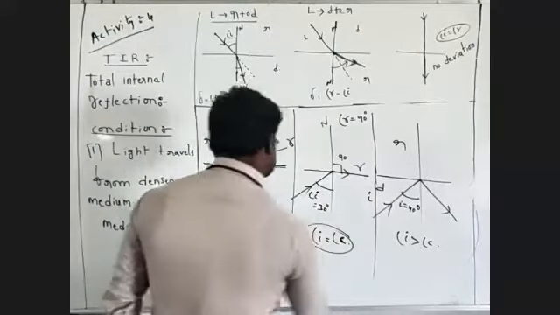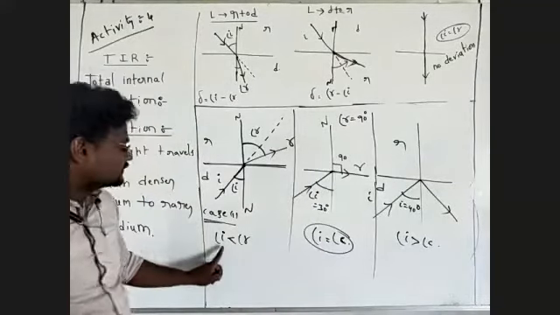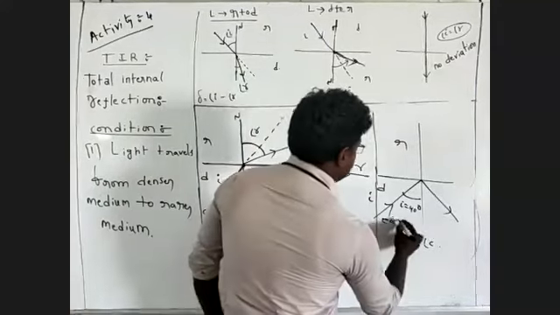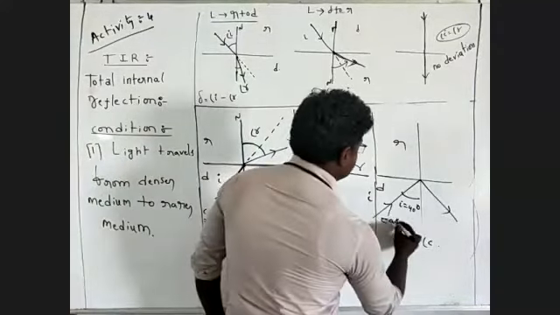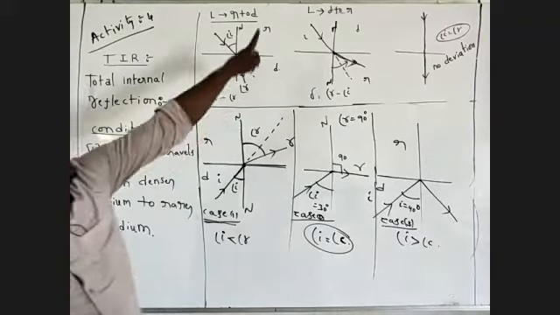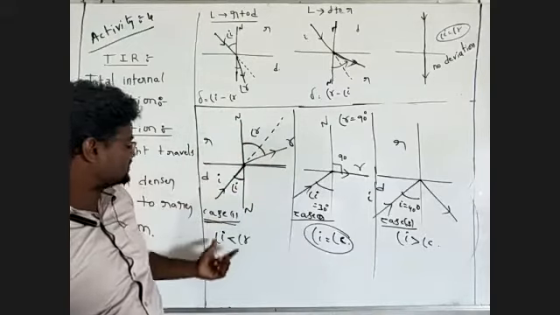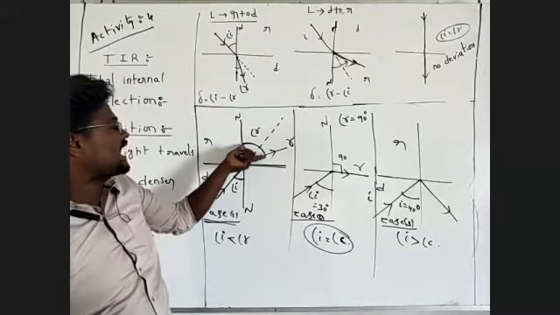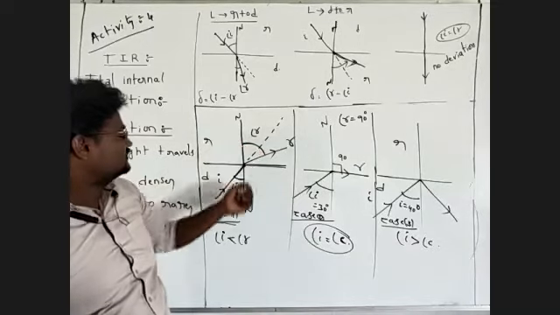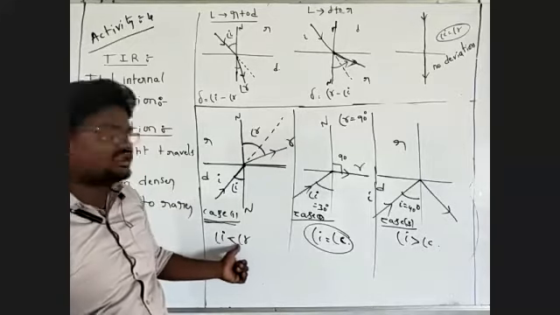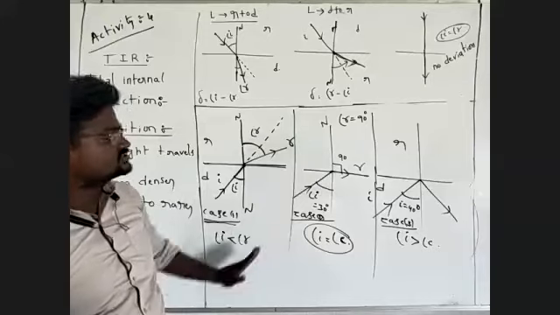You will see that this is a three situation, three cases. Case number one, case number two, case number three. In case number one, light travels from denser medium to rarer medium. The refracted ray bends away from the normal. In this condition, angle of R is greater than angle of I. Here the angle between N and R is the angle of R, and the angle between I and N is the angle of I. This is the first situation.